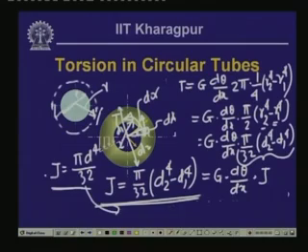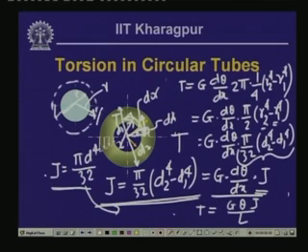Well, this is the value of J. Based on this expression, the twisting moment T equals G dθ/dx times J, and over the length, if we integrate, we get T equals G θ J over L. This expression we had seen last time: T by J equals G θ by L. The only difference is that the expression for J is different now for the hollow tube than what we had in the case of a solid shaft.